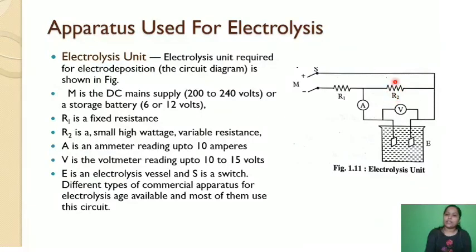R2 is a variable resistance, R1 is a fixed resistance. A is an ammeter reading up to 10 amperes. V is the voltmeter reading up to 10 to 15 volts. E is the electrolysis vessel. S is the switch. Different types of commercial apparatus for electrolysis are available, and most of them use this circuit. In all the apparatus available in the market, this circuit is used.